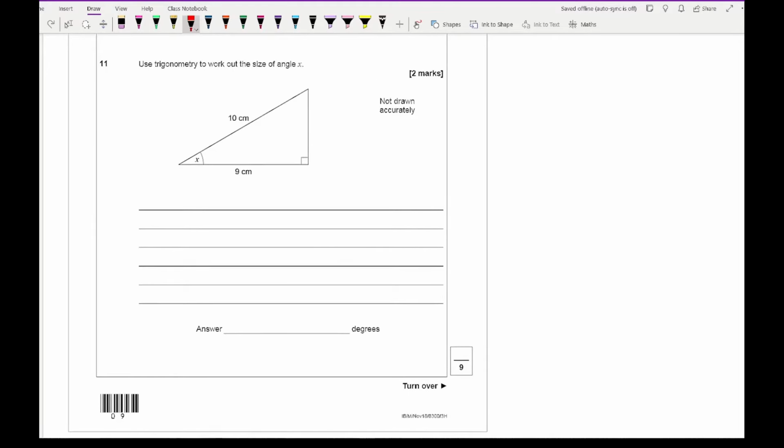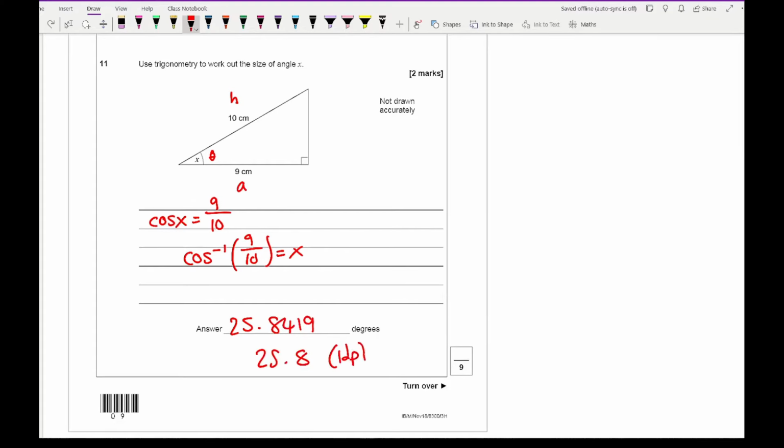So here we need to label the sides. That's the hypotenuse. This is the adjacent. This is my theta. So which rule am I going to use? I'm going to use cos. So I've got cos x equals the adjacent, which is 9, over the hypotenuse, which is 10. So the inverse cos of 9 over 10 equals x. And I get an x value of around about 25.8419. Again, if you want to round that, it'd be 25.8, and that's to one decimal place.